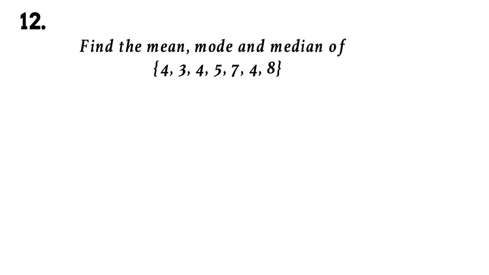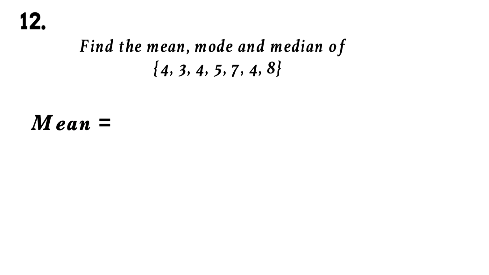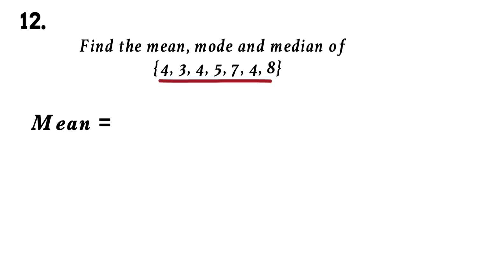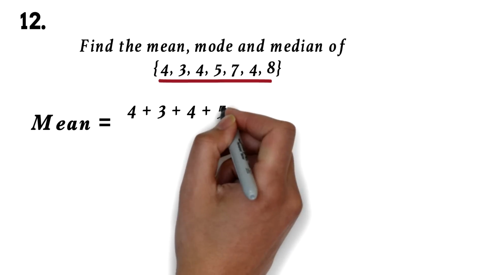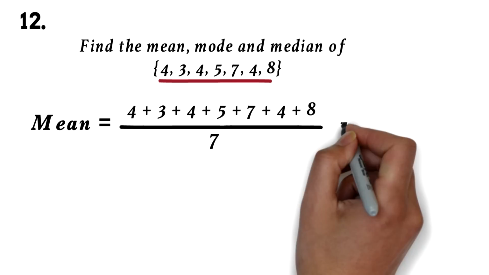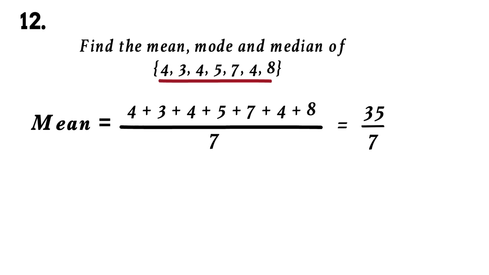Question 12. Find the mean, mode, and median of 4, 3, 4, 5, 7, 4, and 8. Finding the mean is the same as finding the average. We will add all the values and divide it by the number of values. There are 7 values here. So we will have 4 plus 3 plus 4, plus 5 plus 7 plus 4, plus 8, divided by the number of values, which we know is 7. Adding this, we will have 35 over 7. 35 divided by 7 is 5. Therefore, the mean is 5.